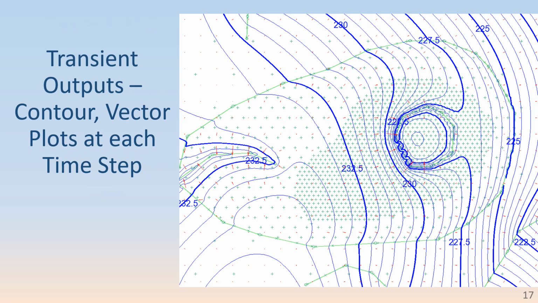I'll talk a little bit about the kinds of outputs you can generate in a transient model. For every time step, you can generate the same kinds of plots that you generate in a steady state model, contours of heads, vectors, and so on. And those can be done for each time step. What I'm showing here is a transient dewatering system with a perimeter sump around a pit. And this is early in the simulation.